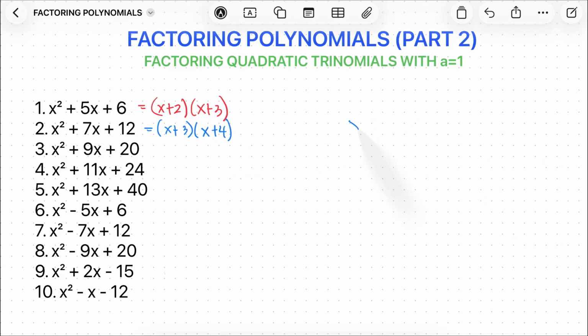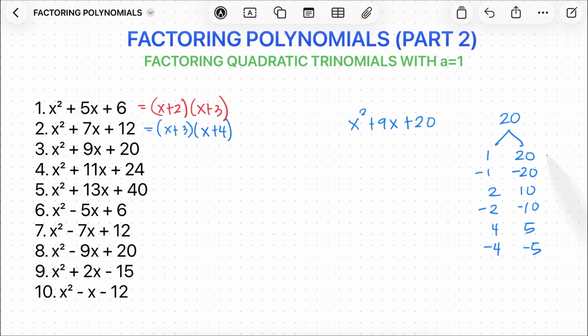Number 3, we have x squared plus 9x plus 20. So if we look for the factors of 20, that will be 1 times 20, negative 1 times negative 20, 2 times 10, negative 2 times negative 10. We also have 4 times 5 and negative 4 times negative 5. So look for a sum of positive 9.